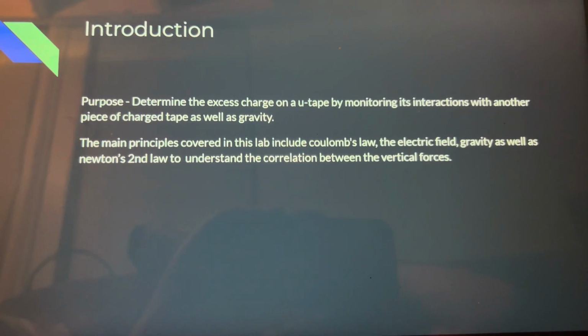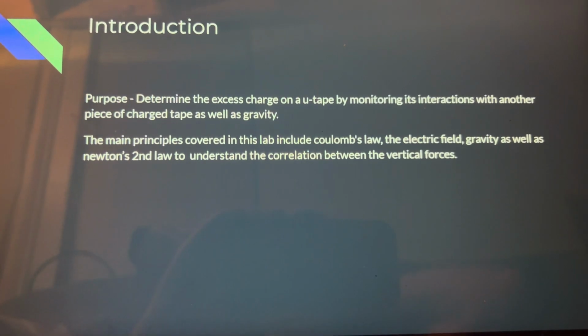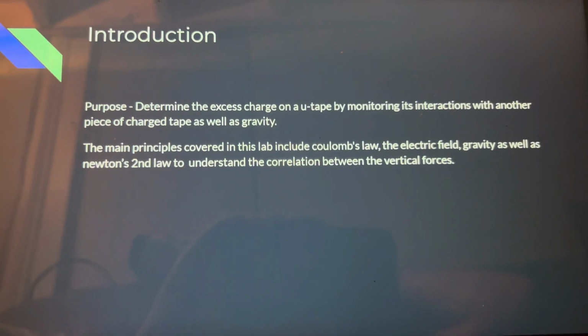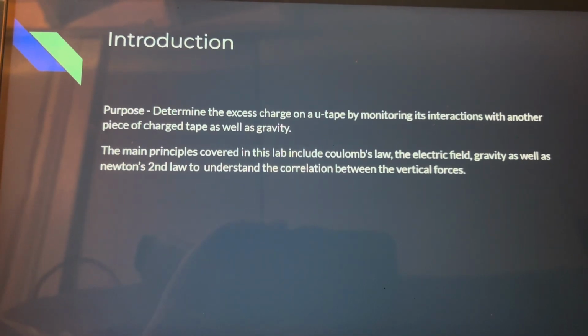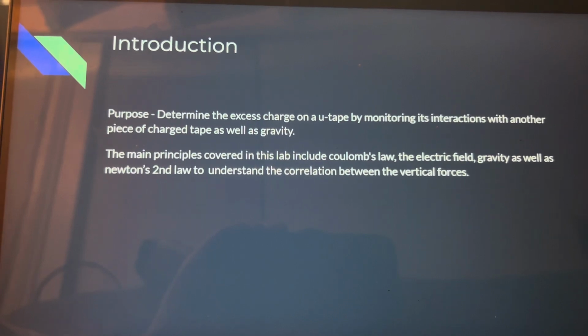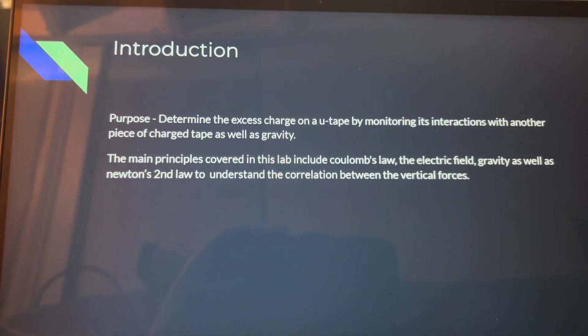In the introduction, the purpose of this lab was to determine the excess charge on a U-tape by monitoring its interactions, specifically its displacement, or the distance between it and another positively charged piece of tape, as well as its interaction with gravity, specifically when it's at equilibrium.